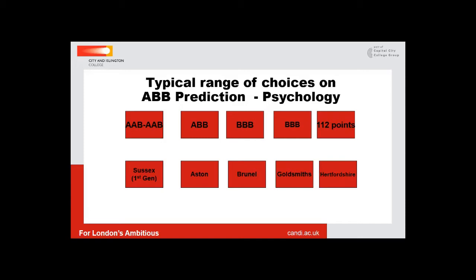If this was a real person and they had an ABB prediction, like I said, you can apply higher than your predictions. This is quite a safe person really, so it's fine to apply one choice above your predictions, even two. Probably not A star AA for a choice for this kind of prediction, but certainly AA, B or 3 A's at a push would be fine really. The 112 points for Hertfordshire is around BBC.